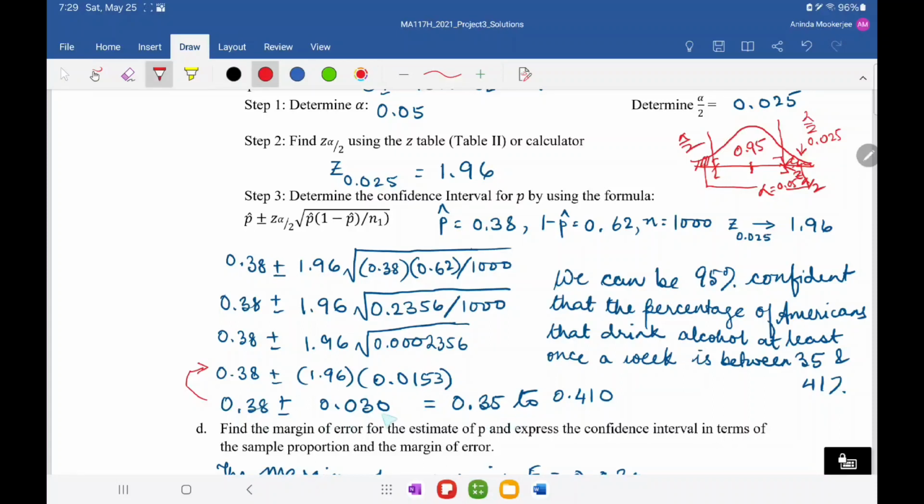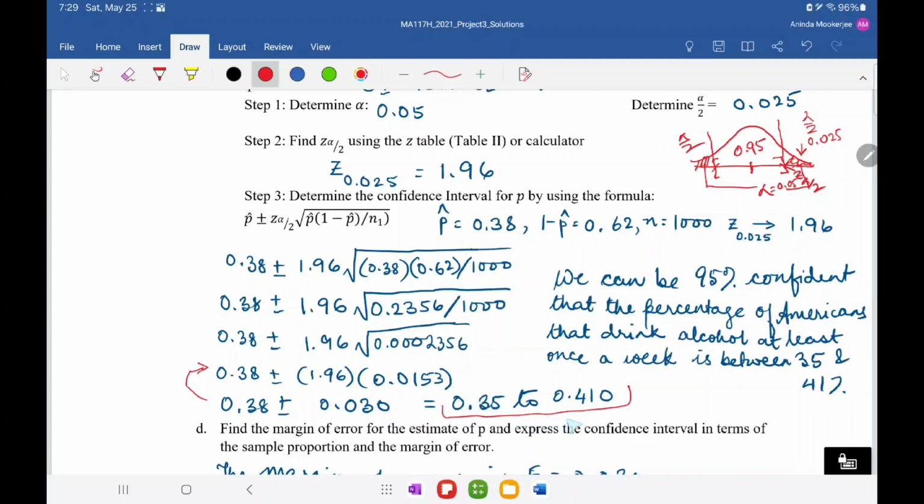So here we have our interval of 0.35 to 0.410. Keep in mind what this is. We are talking about proportions here. So 0.35 represents a proportion. It's not a difference anymore like in chapter 10. Chapter 10 was about difference of means. This one is about proportions. And 0.35 and 0.410 can also be converted to percentage if that's what the question is asking. So you can write your interpretation accordingly.